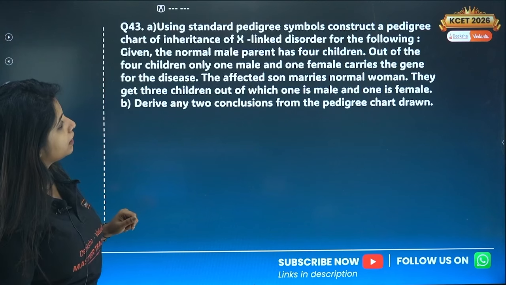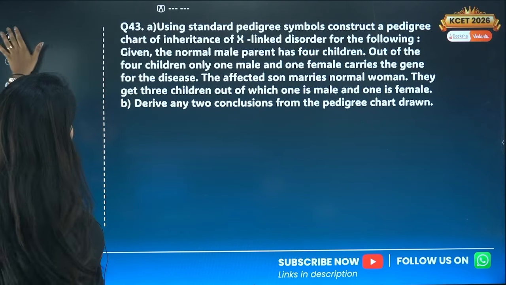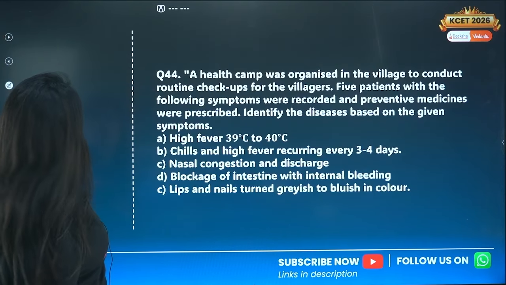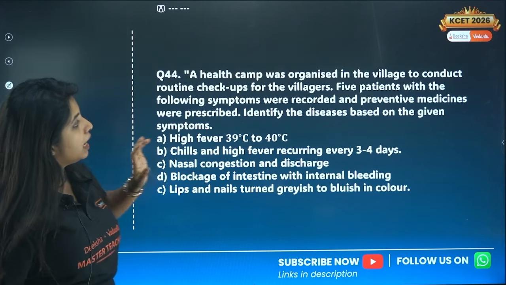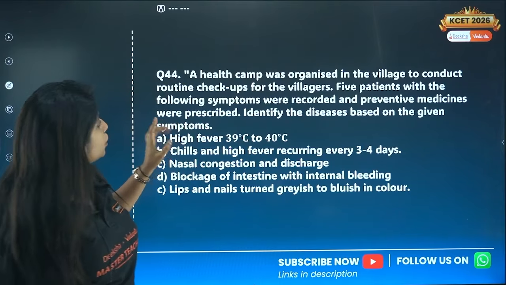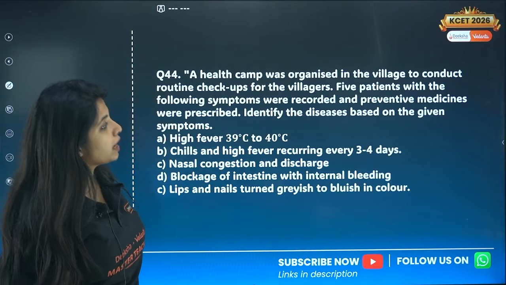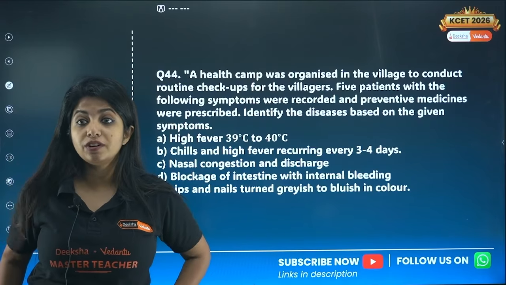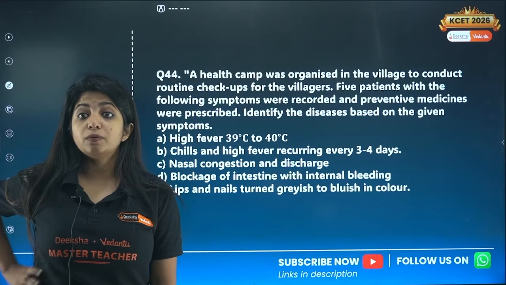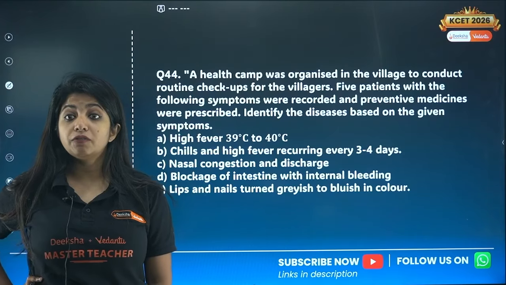Using the standard pedigree symbols, construct... Okay, we will come to this question at the end. There's the last question. A health camp was organized in the village to conduct routine checkups for the villagers. 5 patients with the following symptoms were recorded and preventive medicines were prescribed. Identify the diseases based on the given symptoms.